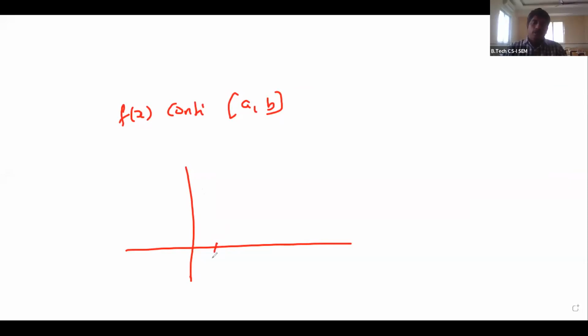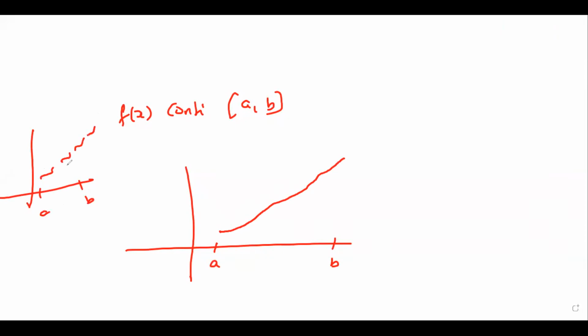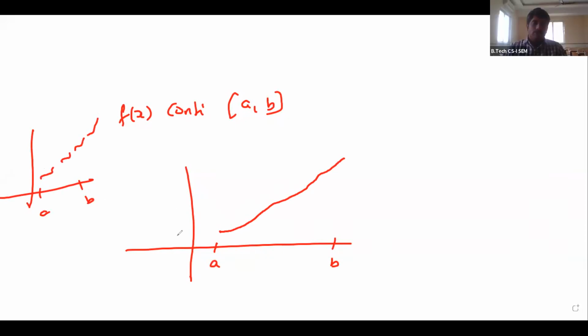See, continuous means from a to b, the curve flows without any breaks and gaps, like this. If discontinuous, it will be broken several times, like this. See, what is the difference you are observing? Here, the graph is flowing without any breaks or gaps, but here it is broken 1 time, 2nd time, 3rd time. So this is discontinuous, this is continuous.